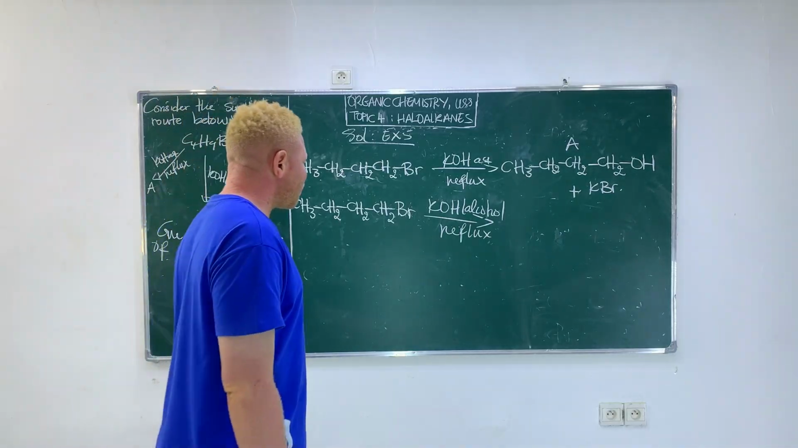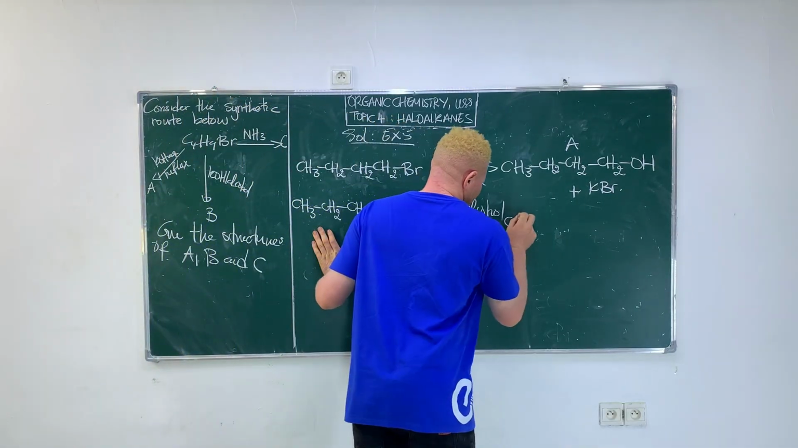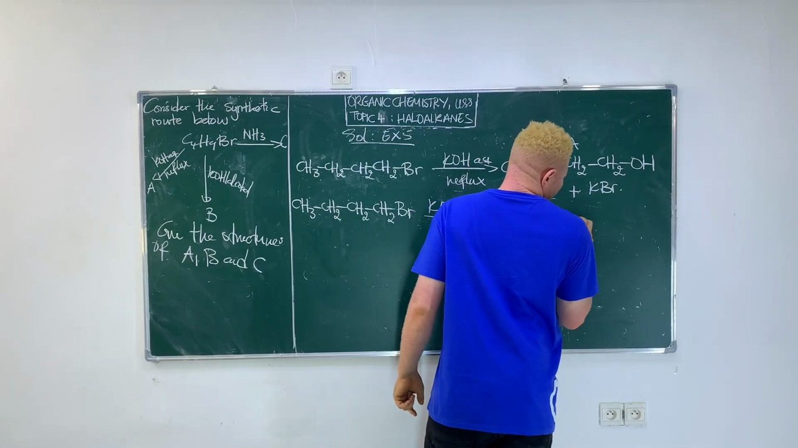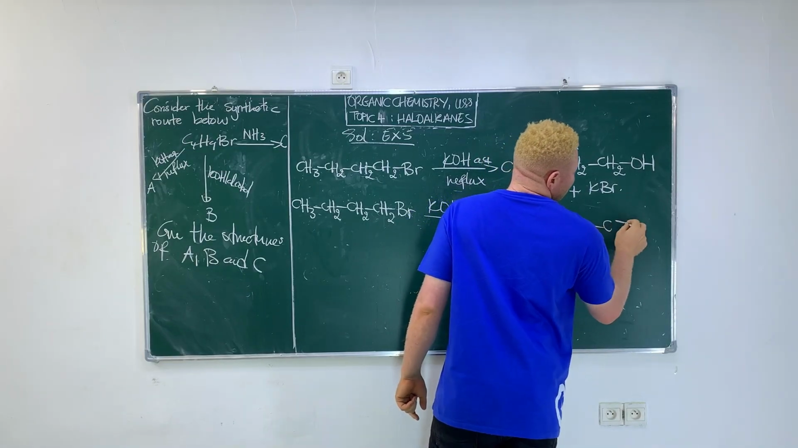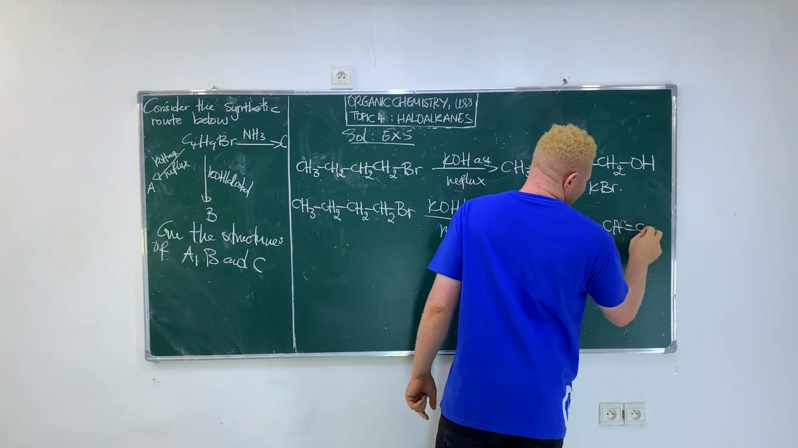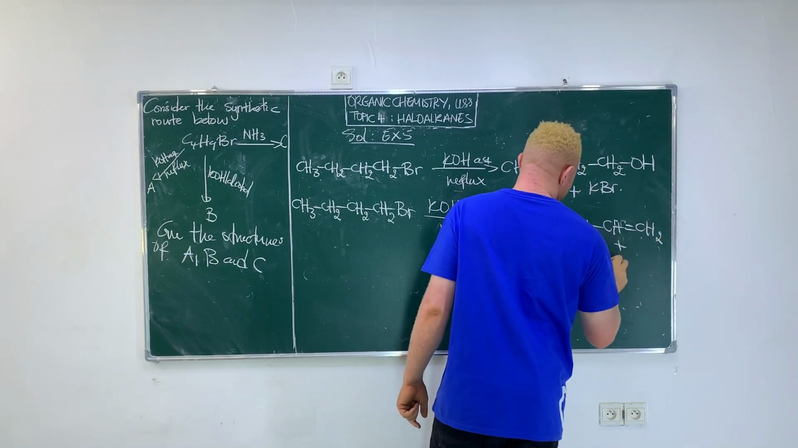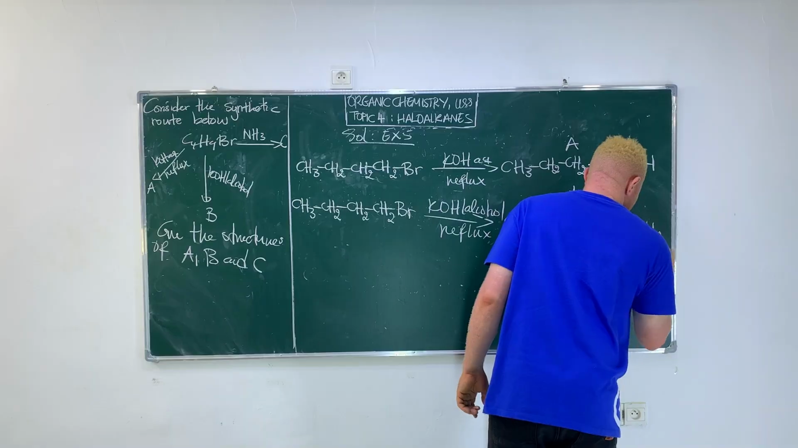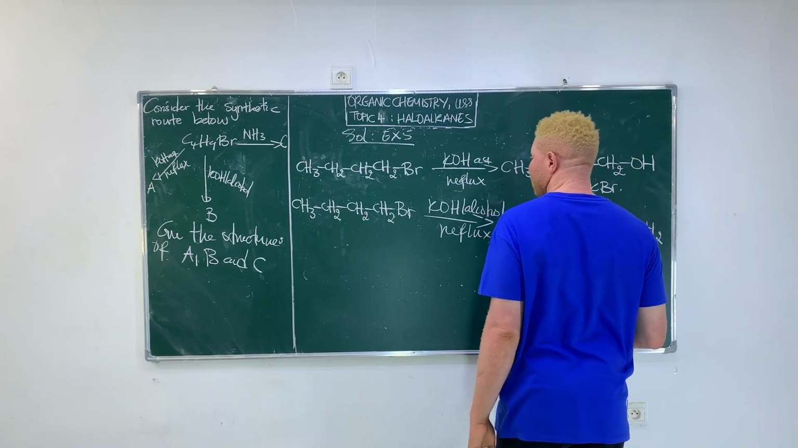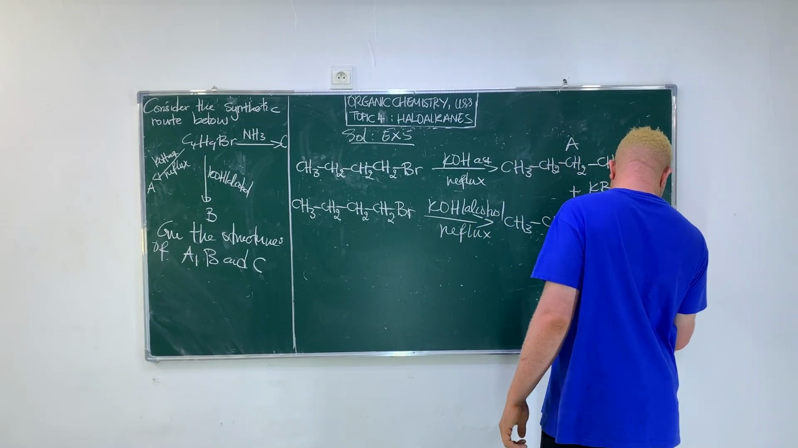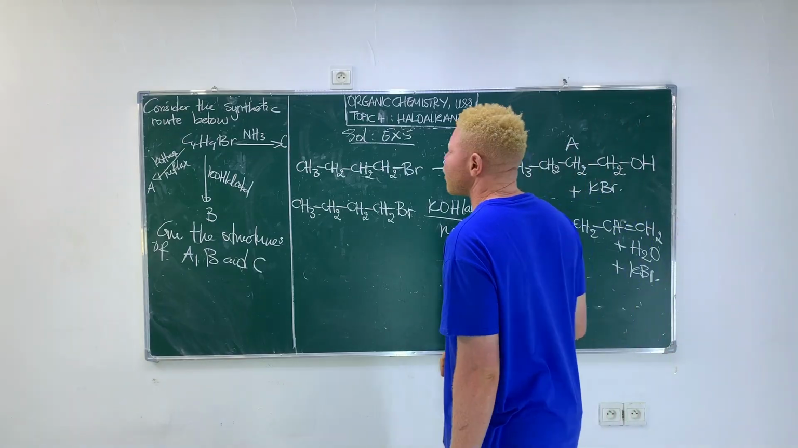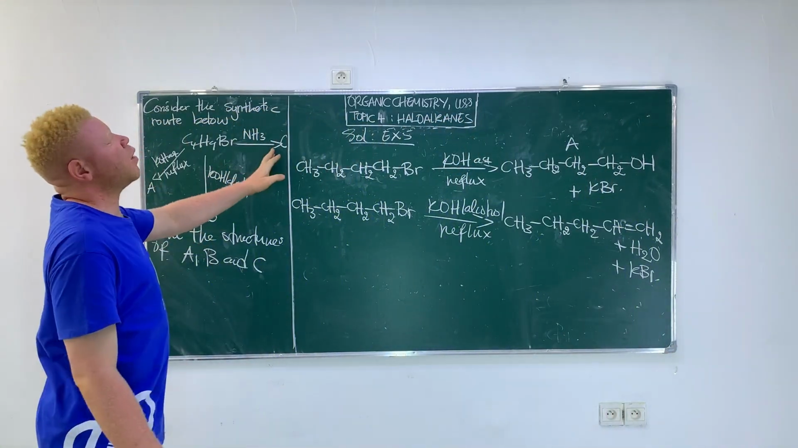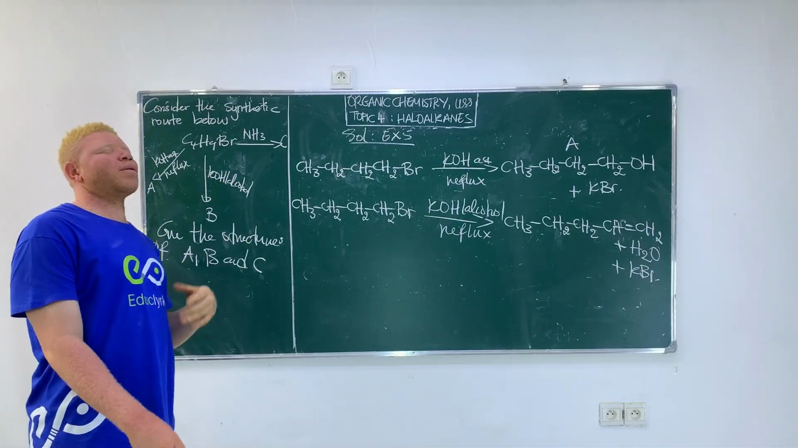For this one, I will have CH3CH2CH=CH2, plus KBr plus H2O. Those are the end products of the reaction. Then now we're going to see the formation of compound C.